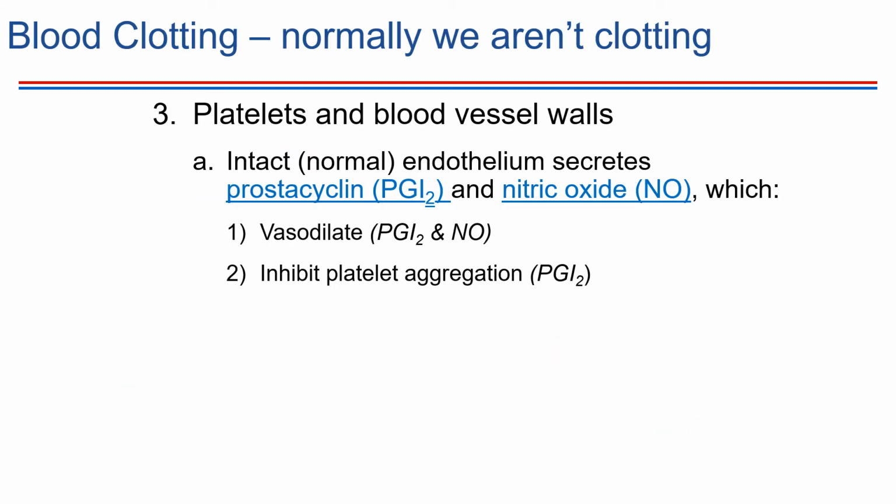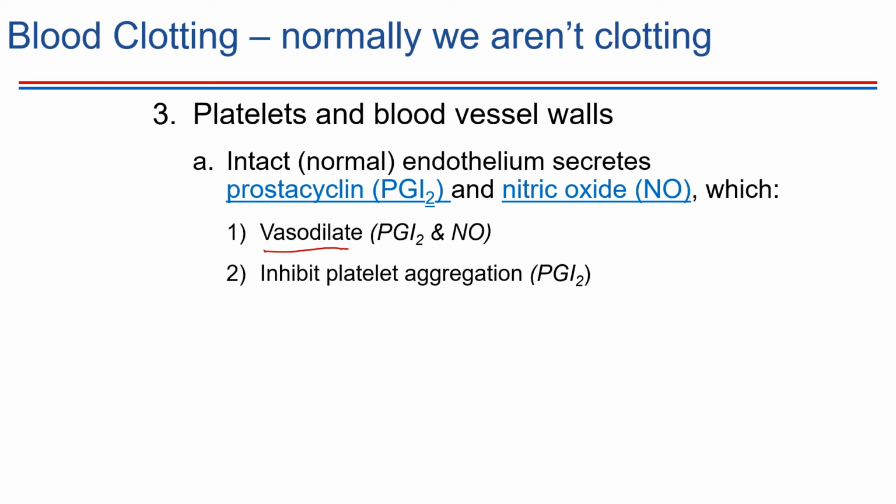Okay, so let's get going about what these platelets and blood vessels are doing to start the clot. Normally, we're going to have prostacyclin, or PGI2, and nitric oxide as well, which do two things.